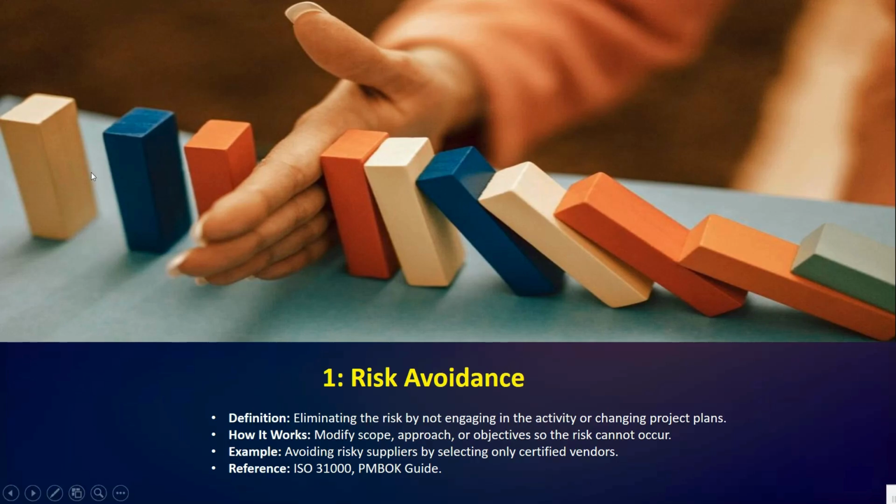Here we have the definition: eliminating the risk by not engaging in the activity or changing the product plan. How it works: modify scope, approach, or objectives so the risk cannot occur. This involves modifying your product scope, approaches, or objectives so that the risk cannot even occur. It is the definitive action to remove all exposure to a specific threat.